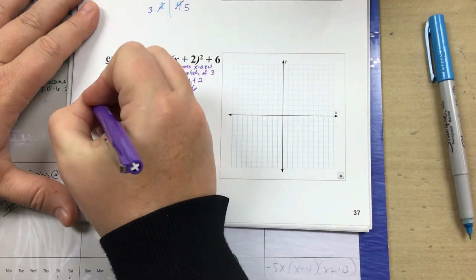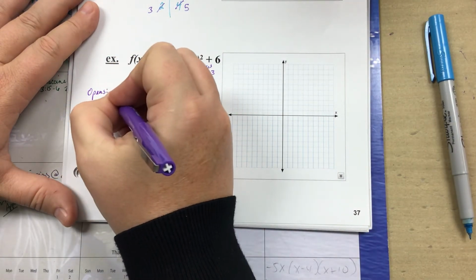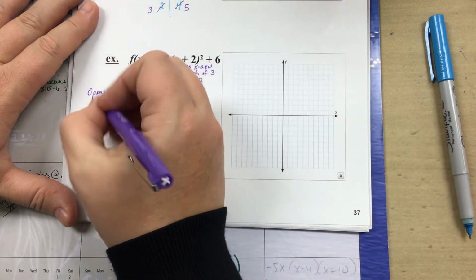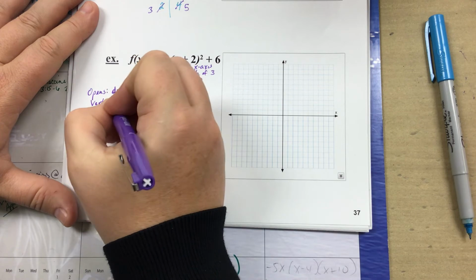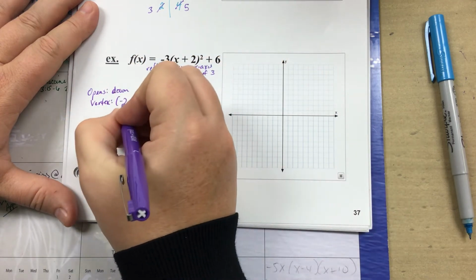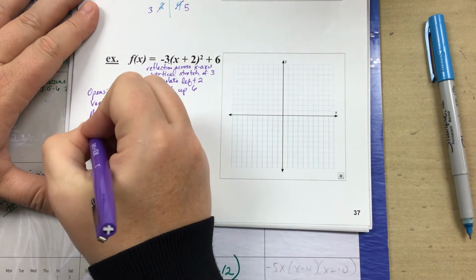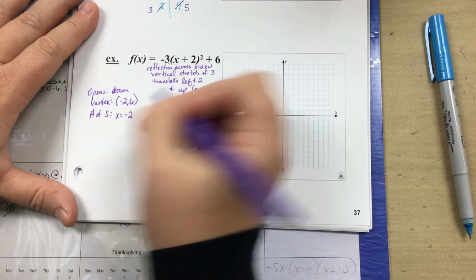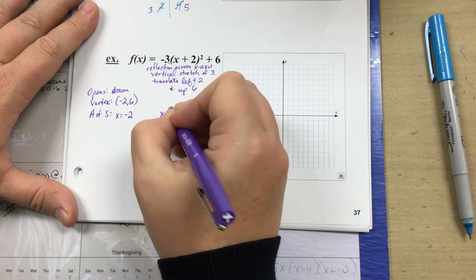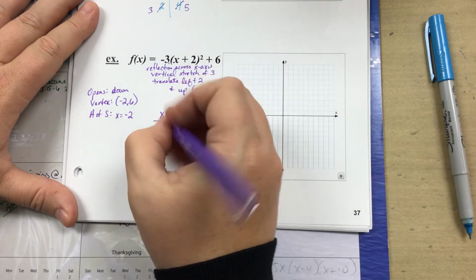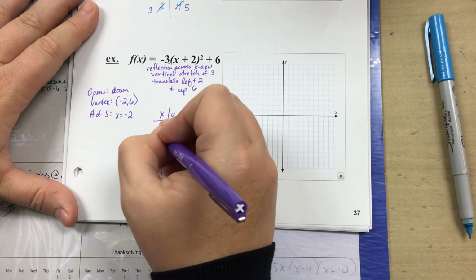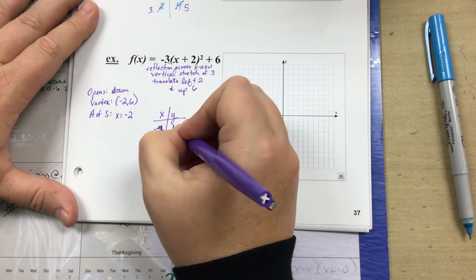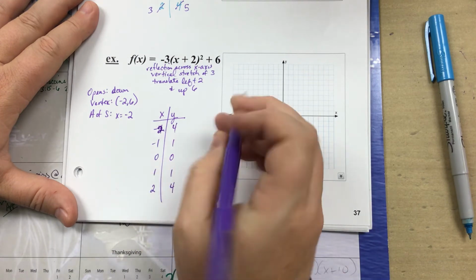So again, starting from the beginning, this one opens down because it's negative out in front. The vertex, remember, is h comma k, so it's going to be -2 comma 6. The axis of symmetry is going to be x equals that h value, which is -2. And then again, if we make the table, so we're going to have -2, -1, 0, 1, and 2. And when you plug them in, you get 4, 1, 0, 1, and 4.